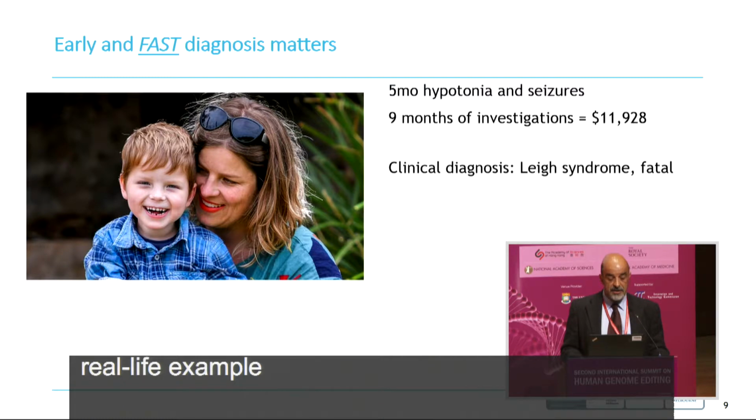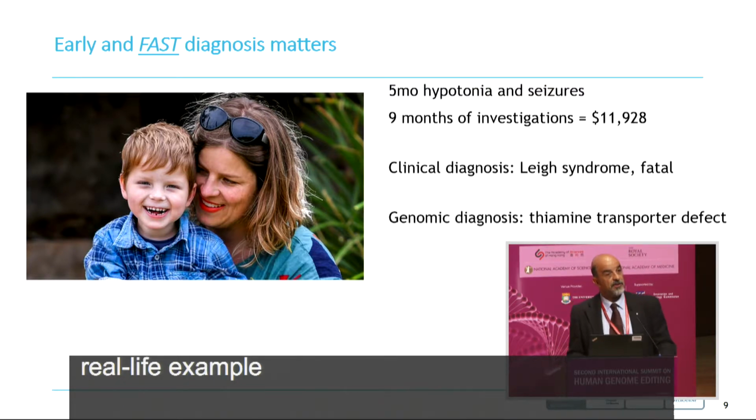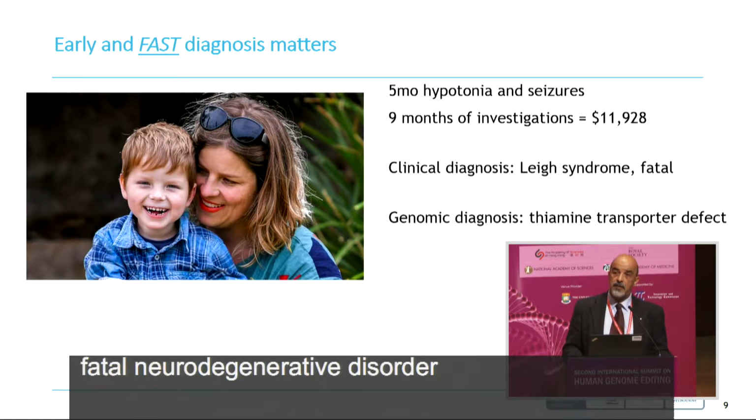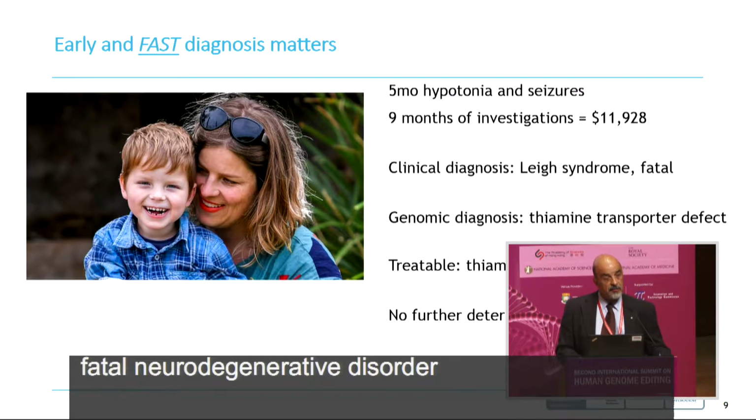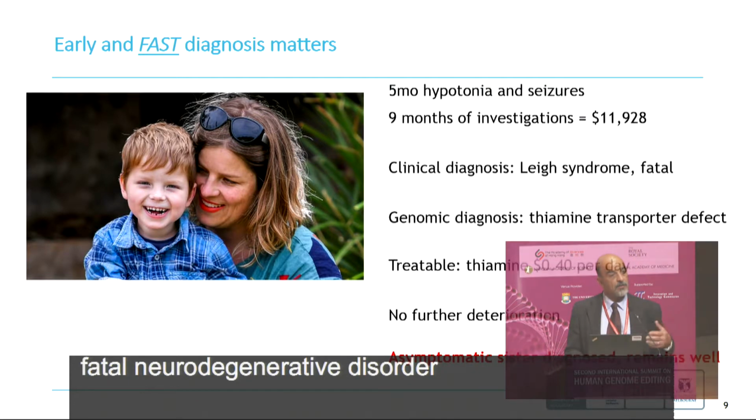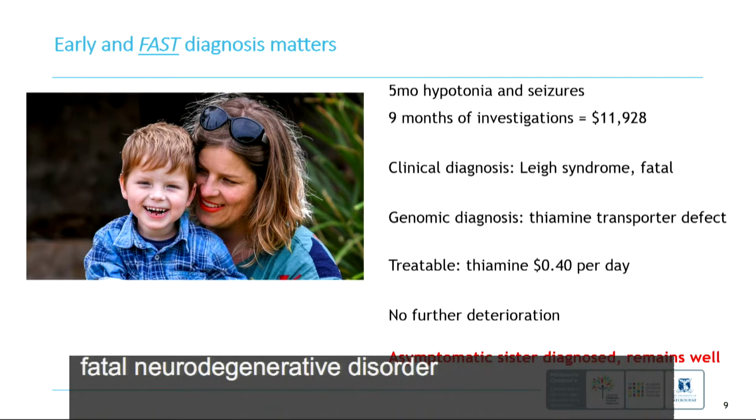The genomic sequencing identified him to have a defect in the thiamine transporter, and immediately that meant that we could implement a therapy for him, a very expensive one, thiamine, and the introduction of this therapy ceased further progression of his disease. Equally importantly, however, he had a younger sister who was asymptomatic at the time. She was tested and found to have these mutations in the same gene and was started on therapy before she was symptomatic, and she remained symptom-free 2 years later. So this really highlights the value of early diagnosis in certain settings.